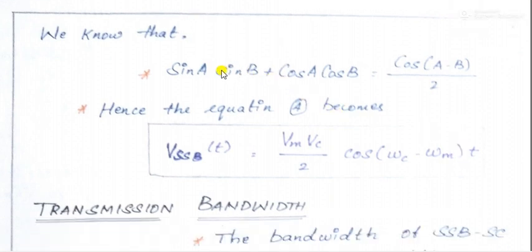Here sin A sin B plus cos A cos B is equal to cos(A minus B), a trigonometric form. So in the previous equation, V SSB of t is equal to Vm Vc, which is common, so we have taken it out, giving cos(A minus B), where A is omega c t and B is omega m t, so that V SSB of t is equal to Vm Vc by 2 cos(omega c minus omega m)t.